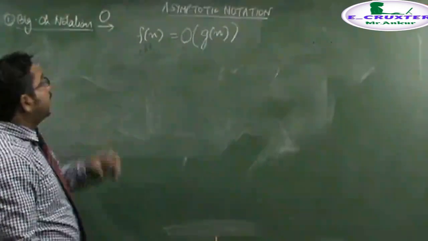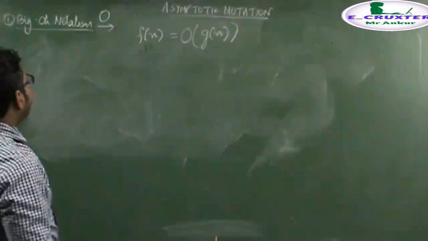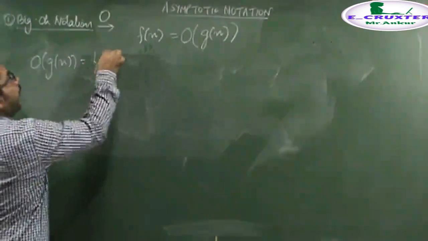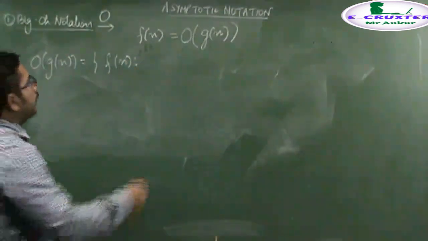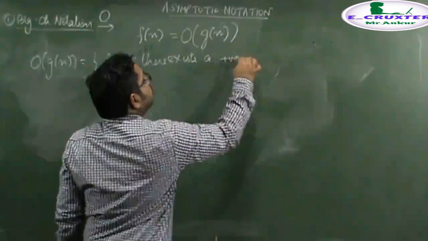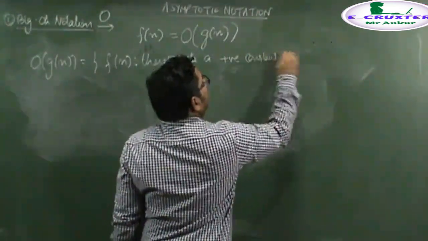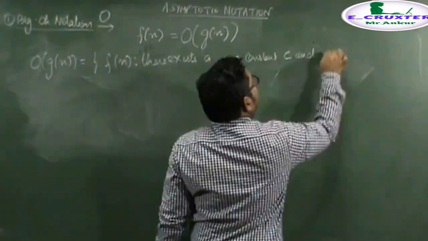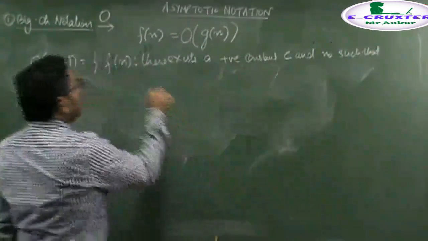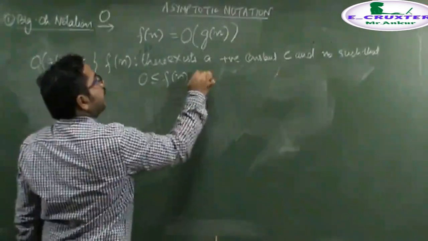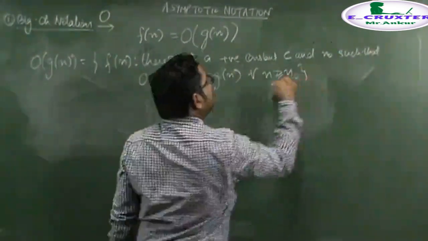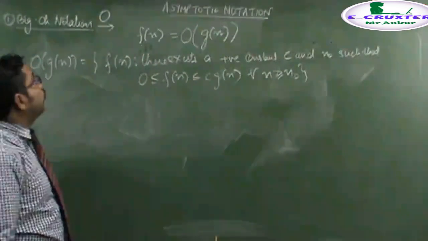How can we mathematically define it? We can say that big O of g(n) is equal to f(n), such that there exist a positive constant c and input n naught, such that 0 is less than or equal to f(n) is less than or equal to c g(n) for all n greater than or equal to n naught. This is basically the mathematical definition of Big-O notation.